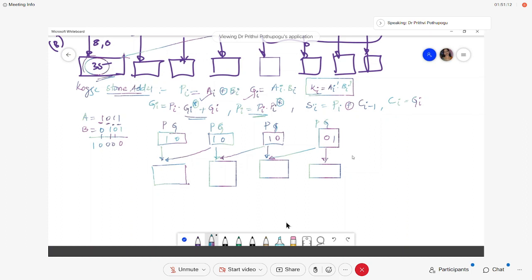Carry is 0 here. What are the values you'll be getting? Generate is 1. Previous stage carry is 0. C naught is 0 if you take. Now propagate is 0 here.